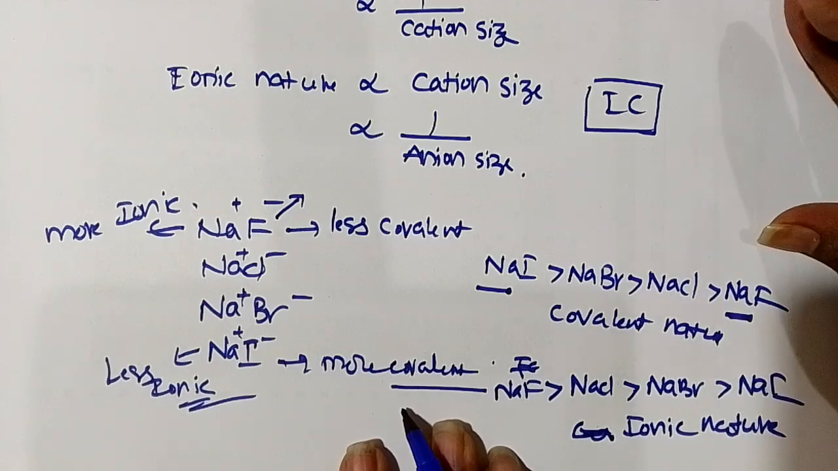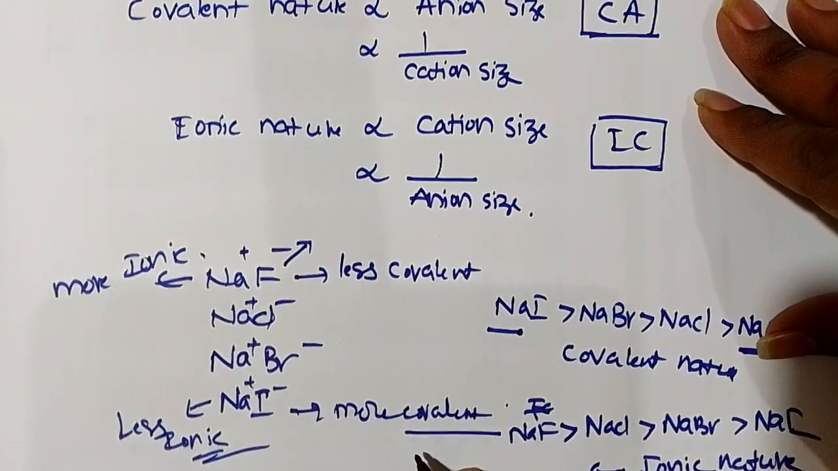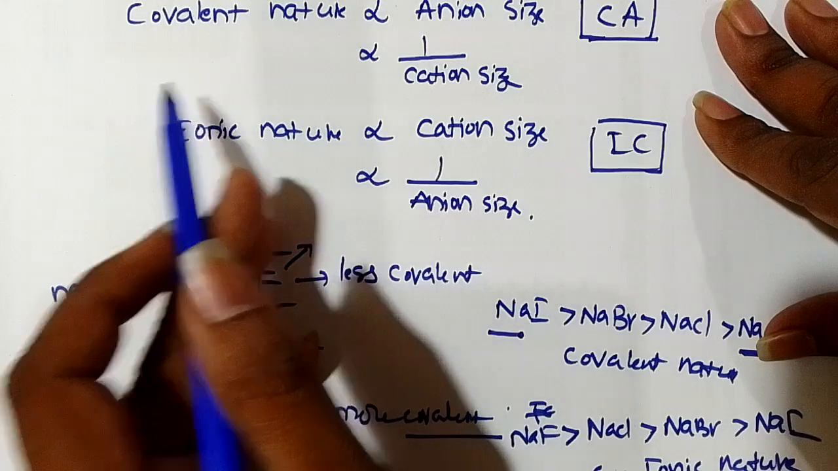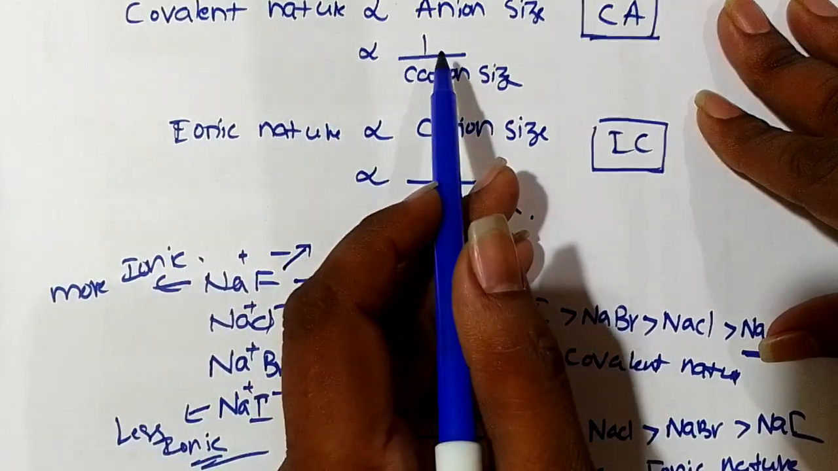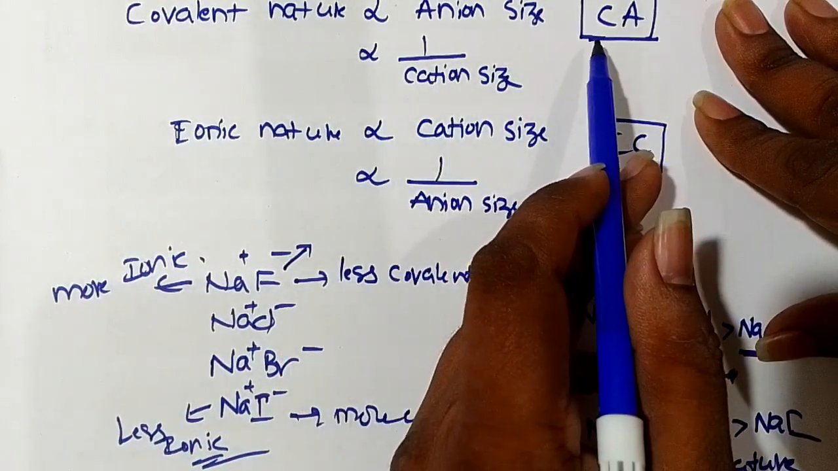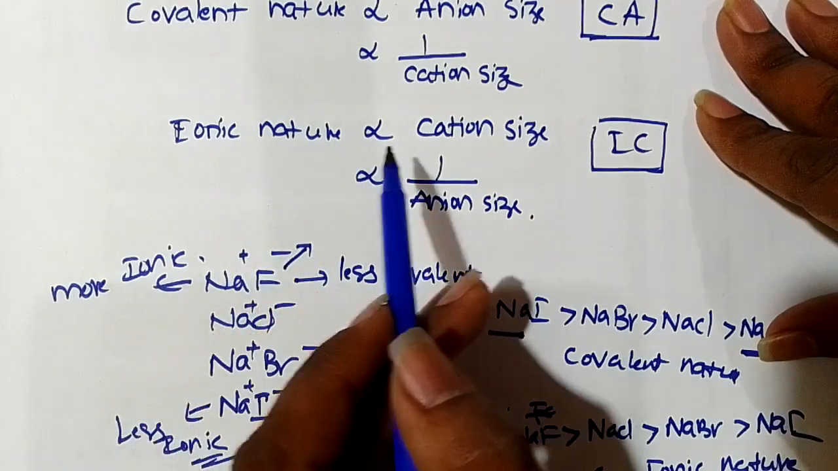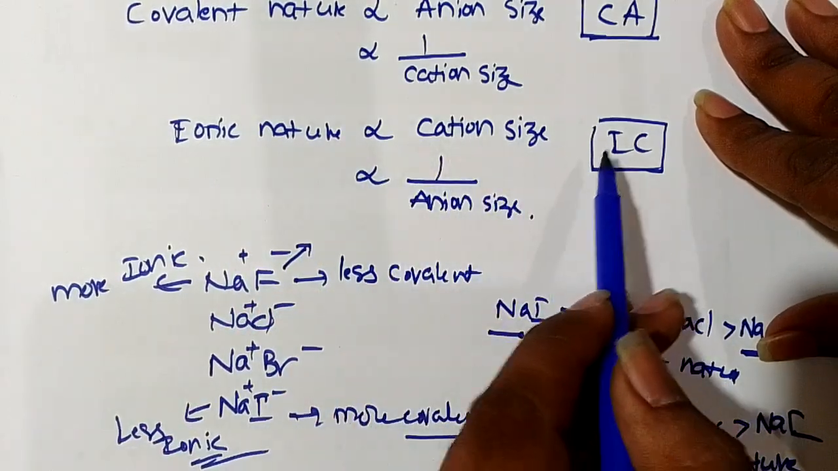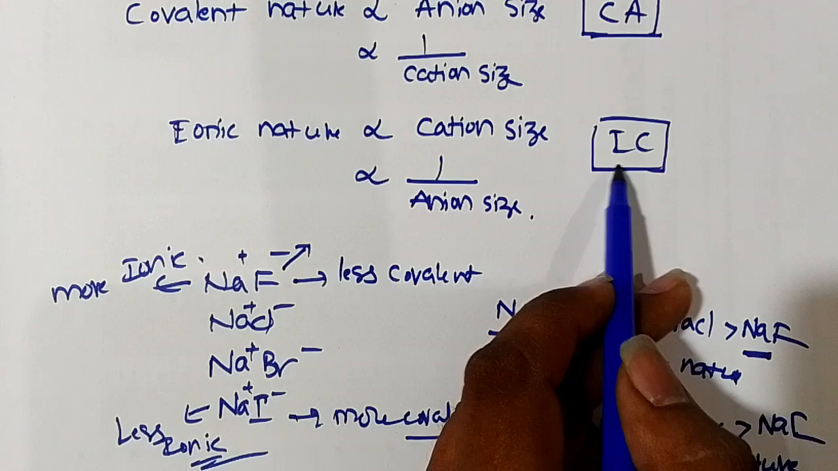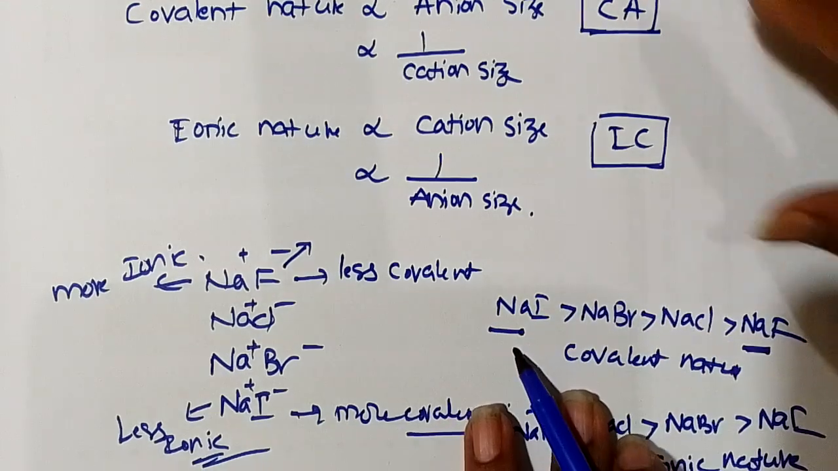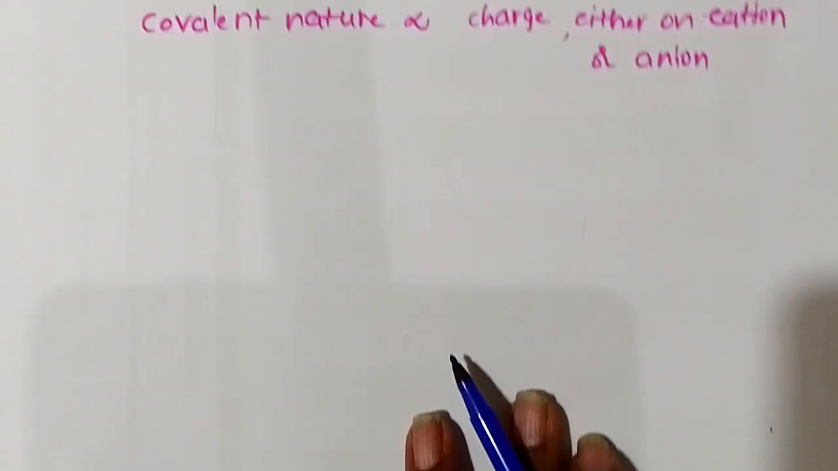In this way you can explain Fajan's rule. Covalent nature is directly proportional to anion size, CA. Ionic nature is directly proportional to cation size, that is IC. Now we see another example.